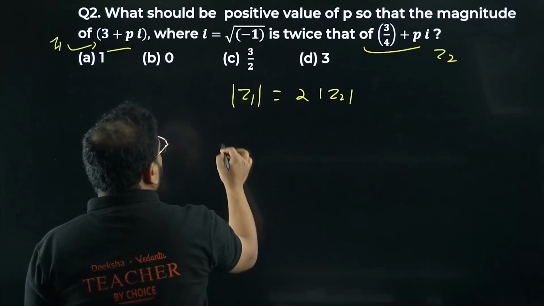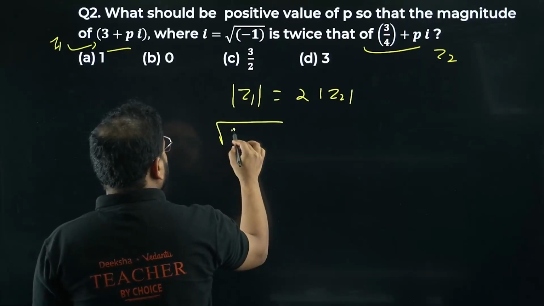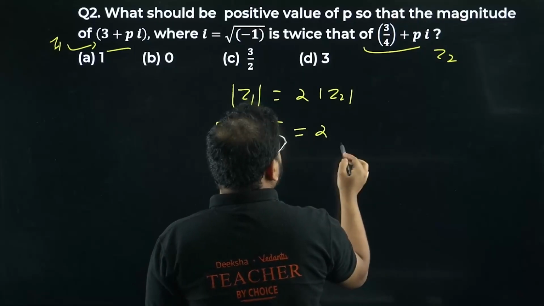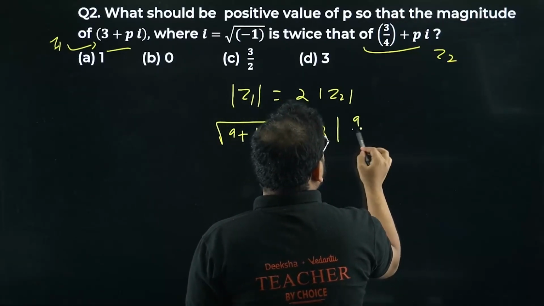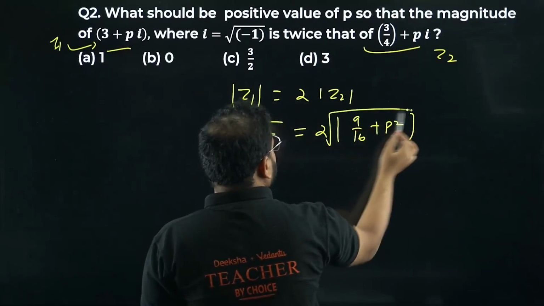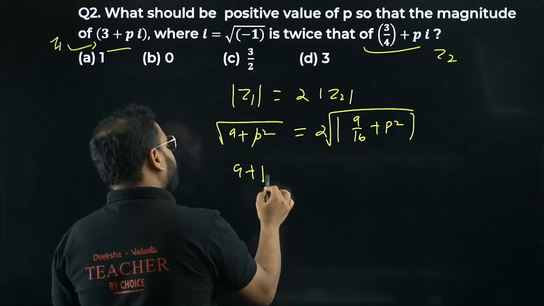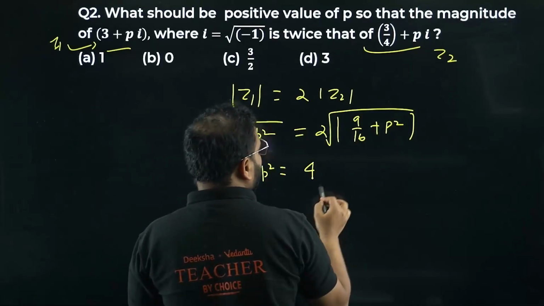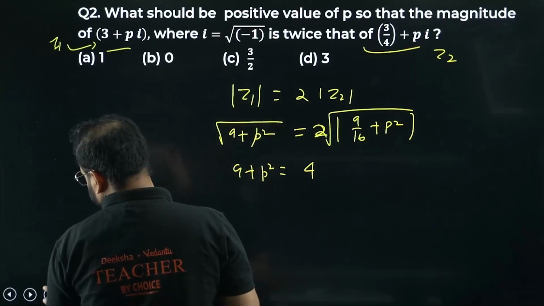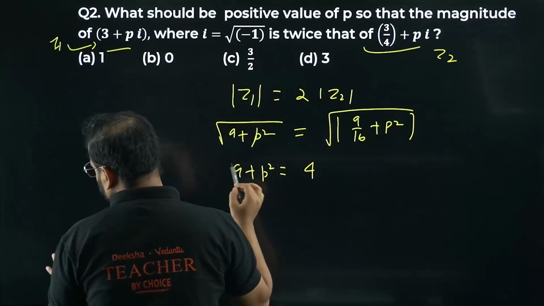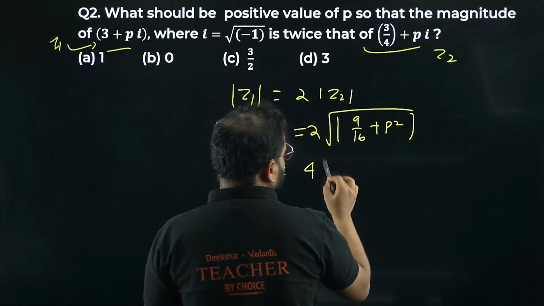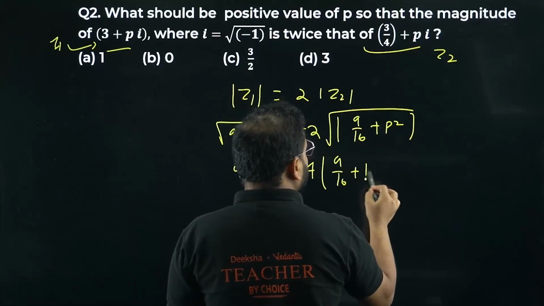Write this now, it will become root of 3 square, so 9 plus p square. And I get this side as 2 times of root of 9 by 16 plus p square. Now square on both sides, you get 9 plus p square equals 2 square, which is 4, times 9 by 16 plus p square. The roots will be cancelled.